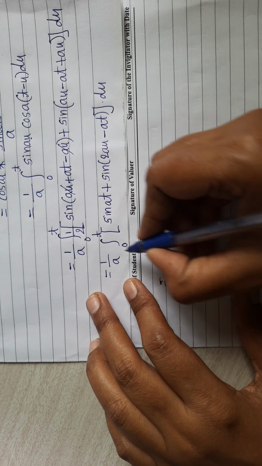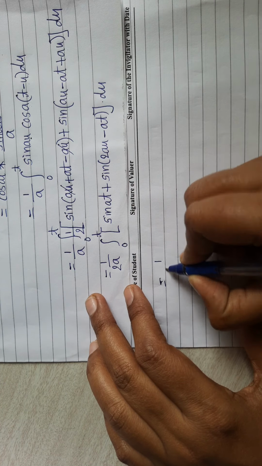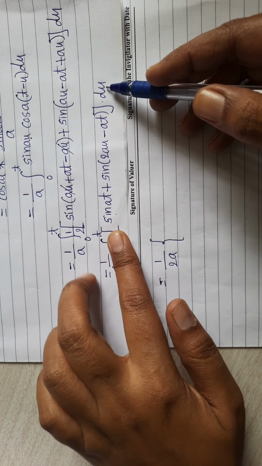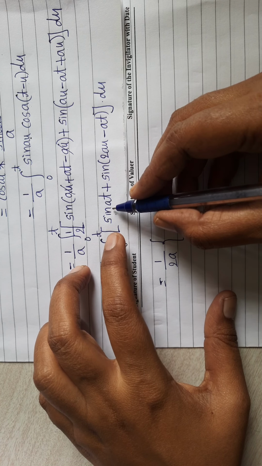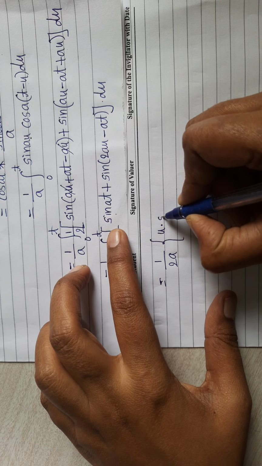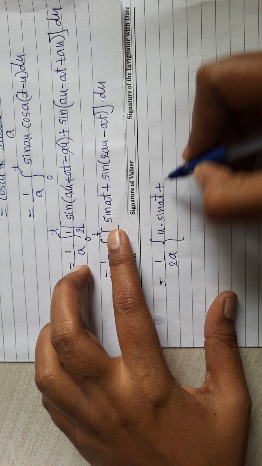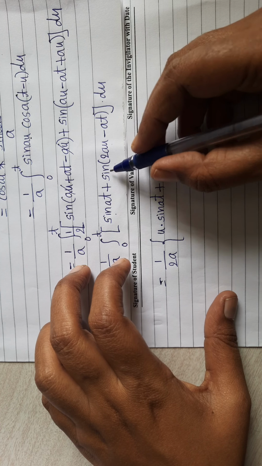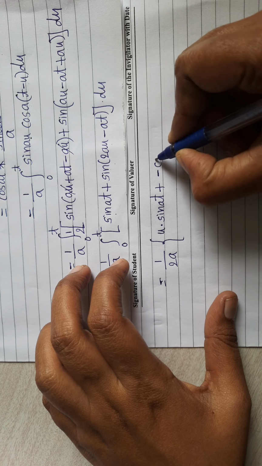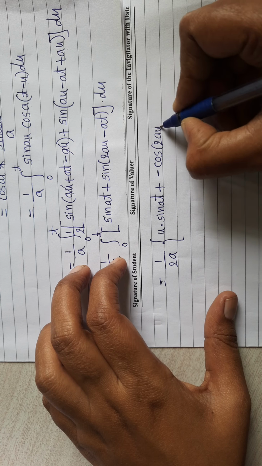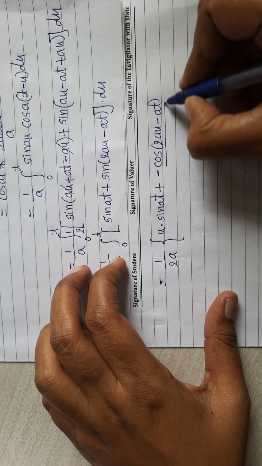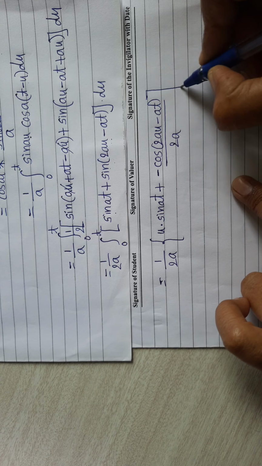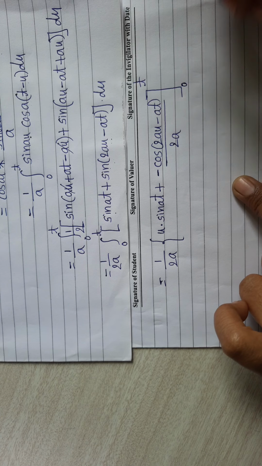So take this constant outside. We'll have 1 by 2A outside the integration. Then integrate now sin AT with respect to U. We are having integration, so you can write U into sin AT, then plus integration of sin of 2AU minus AT with respect to U. So integration of sin will be minus cos of 2 times AU minus AT divided by coefficient of U, that is 2A. So write the limits 0 to T.